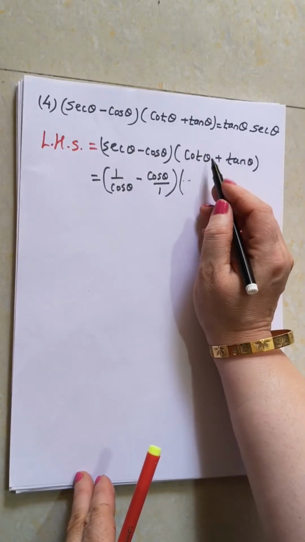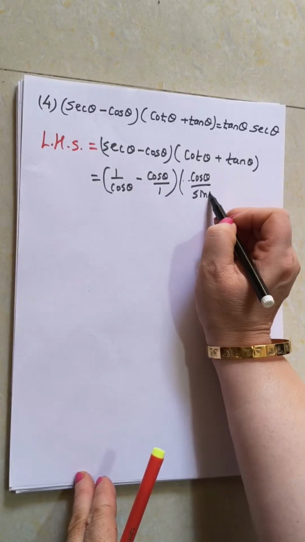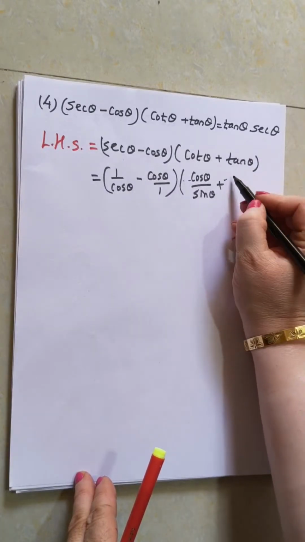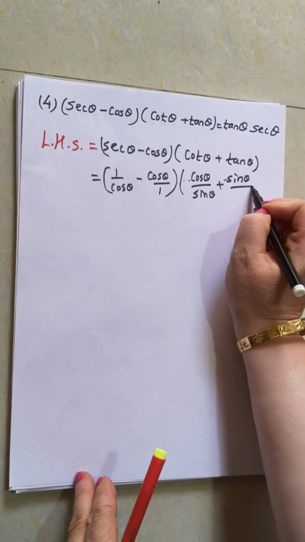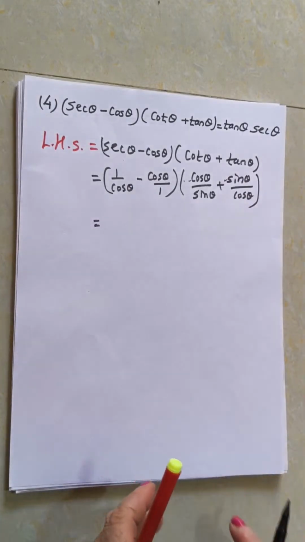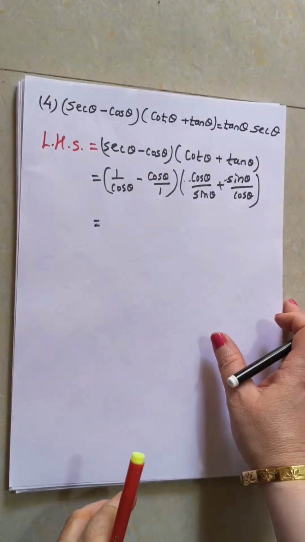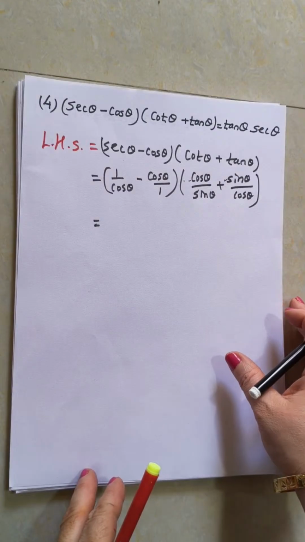अँड कॉट थिटा म्हणजे काय? कॉस थिटा अपॉन साईन थिटा. आणि टॅन थिटा म्हणजे काय? साईन थिटा अपॉन कॉस थिटा. ओके, सो आता आपण LCM घ्यायचा आहे. सो LCMकडे सगळ्यांनी कॉन्सन्ट्रेट करायचे. एव्हरीबडी ऑफ यू कॉन्सन्ट्रेट ऑन LCM.